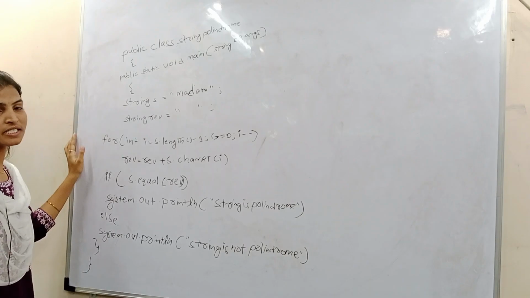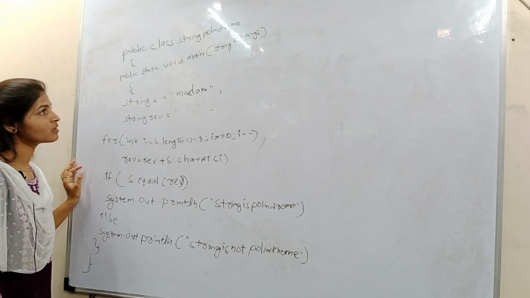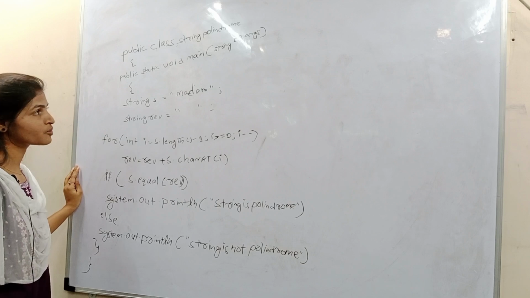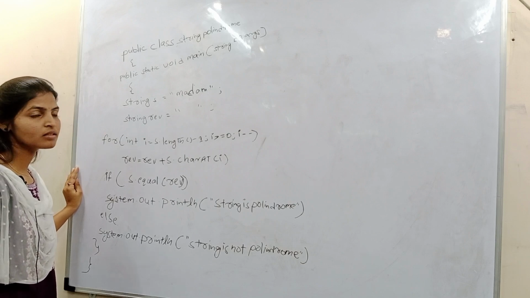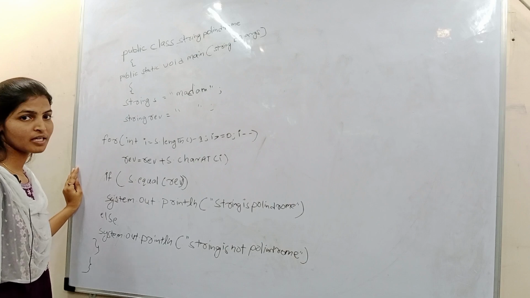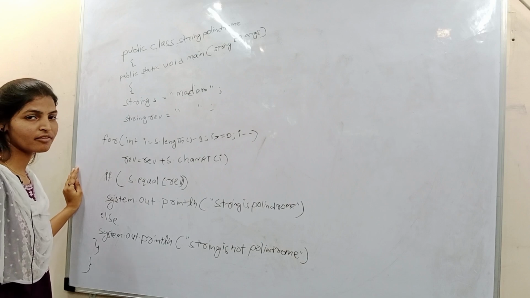First of all, a string is a group of characters. A string is represented with double quotes. Space is also considered as part of a string. A palindrome is a word that is spelled the same backward and forward.